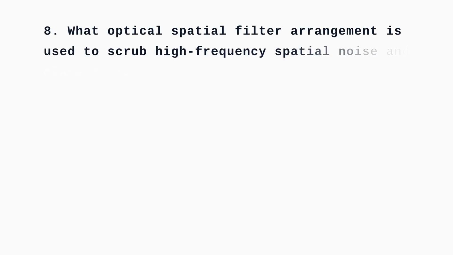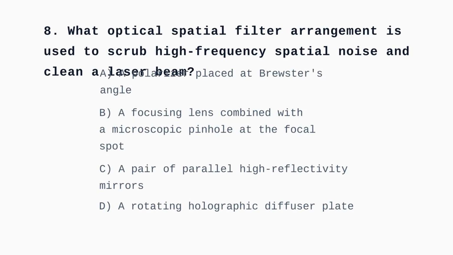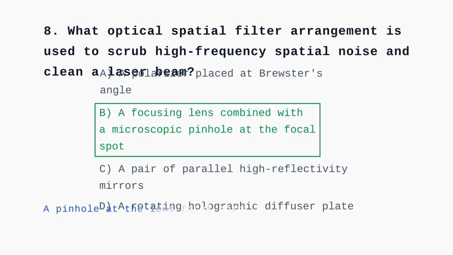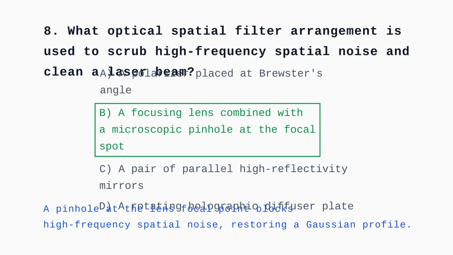Question 8. What optical spatial filter arrangement is used to scrub high-frequency spatial noise and clean a laser beam? A spatial filter focuses the laser beam through a microscopic pinhole. Since spatial noise lies off-axis, the pinhole physically blocks these aberrations, producing a clean Gaussian wavefront.